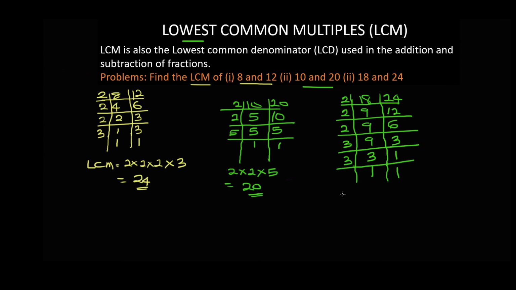So that means my LCM is going to be 2 times 2 times 2 times 3 times 3. What's that going to give us? 2 times 2 is 4. 4 times 2 is 8. 8 times 3 is 24. 24 times 3 is 72. So that means 72 is the LCM of 18 and 24.